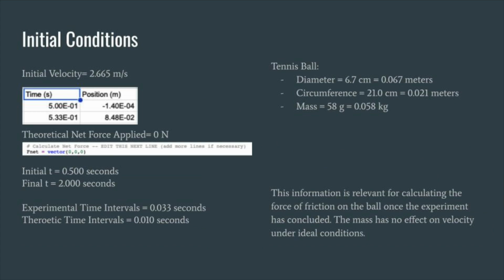The initial conditions for this experiment are the same in both the experimental and theoretical models. The initial velocity is 2.665 meters per second, which was calculated via the tracker data shown on the top left of the screen. The theoretical net force applied is 0 newtons, as shown here with the code, and the initial time used was 0.5 seconds, with the final being 2 seconds. The time intervals vary slightly for this experiment, and there's information about the tennis ball on the right, including its mass, diameter, and circumference.